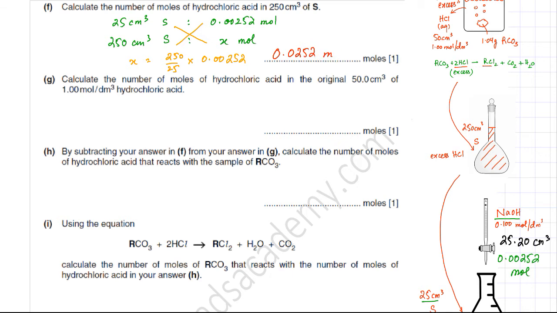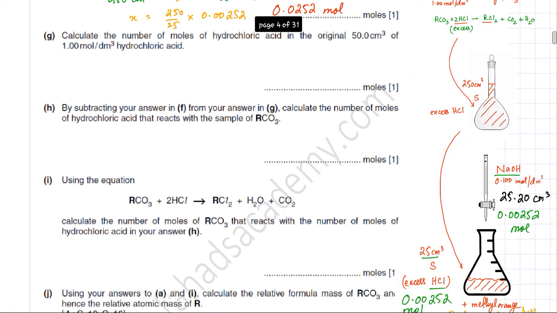0.0252 moles. So it basically means that in 25 cm cube you had these many moles. So in 250 cm cube the amount of moles is going to be 10 times that value. So we have found the moles of HCl in this 250 cm cube solution as well. So that is 0.0252 moles. So that's the amount of moles of HCl present in this flask in the solution that we made using distilled water.